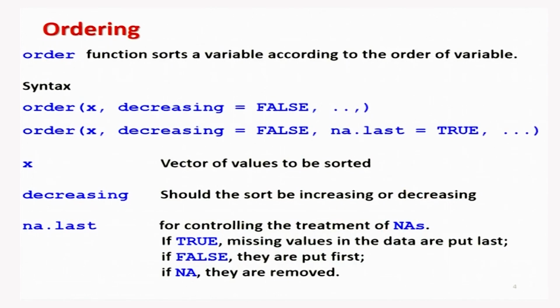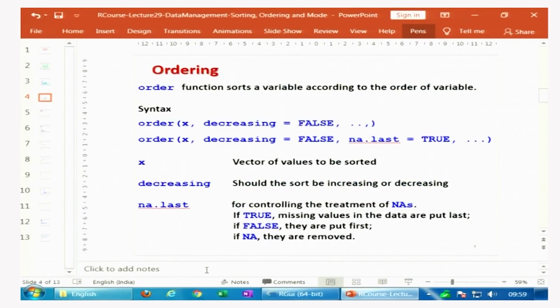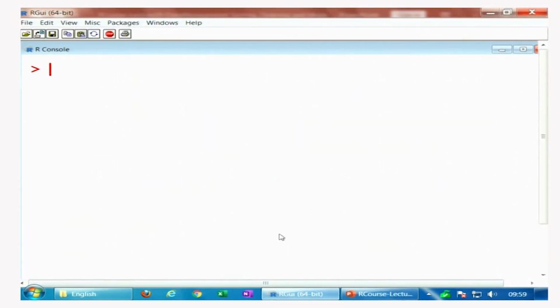Okay, so now let me try to show you these operations first in the R console, and then I will come to our next topic, order. So, if you see here, if I take here say c of 8, 5, 7, 2, and if I try sort y, you can see here this is 2, 5, 7, 8.